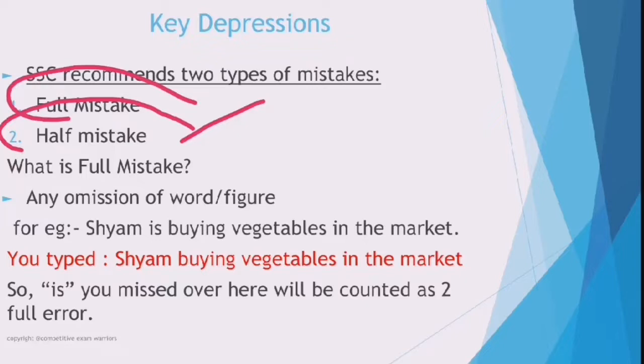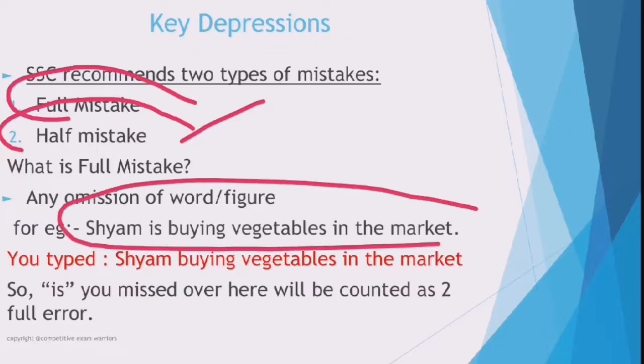Like it's written over here, Sham is buying vegetables in the market. If you have typed, for example, Sham buying vegetables in the market, the word "is" is omitted by me. So what you have omitted will be counted as two full errors. So that's the full mistake, and two full errors will be counted.